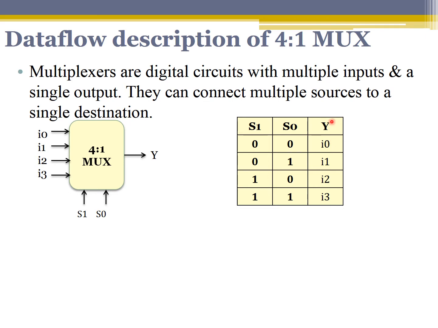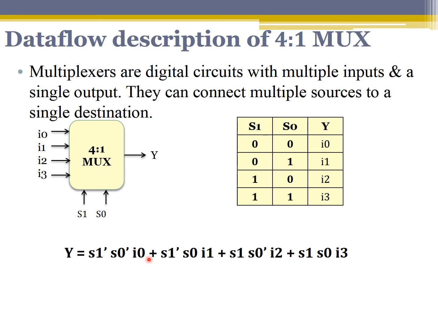So the Boolean expression for Y in terms of an SOP would be: 0 0 indicates S1 bar S0 bar. Since we don't have a value mentioned, it's a variable, so multiply the variable with the input variable: S1 bar S0 bar into I0. 0 1 is S1 bar S0 into I1. 1 0 is S1 S0 bar into I2 and 1 1 is S1 S0 into I3.